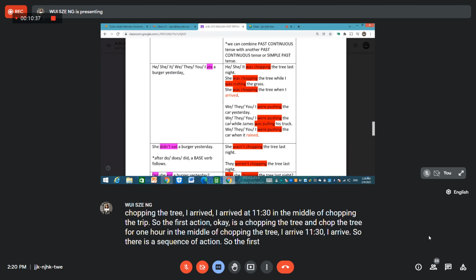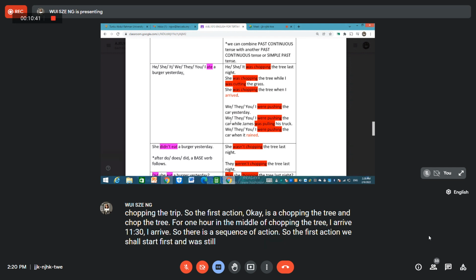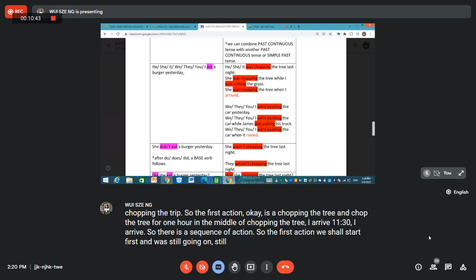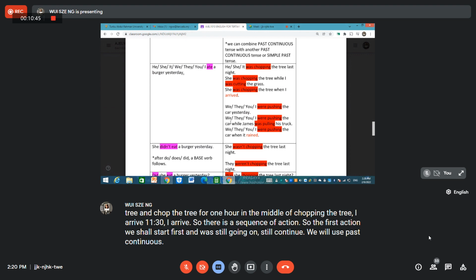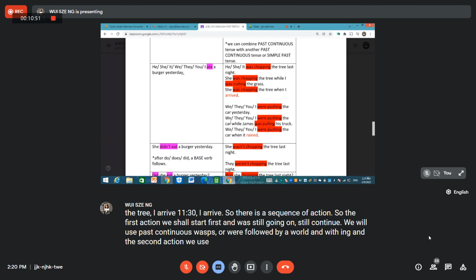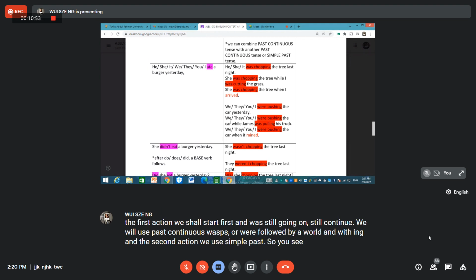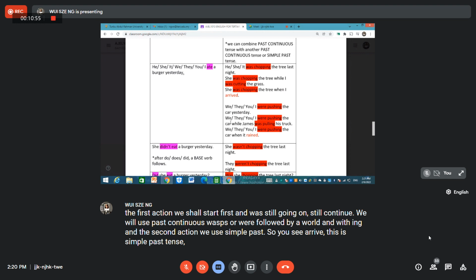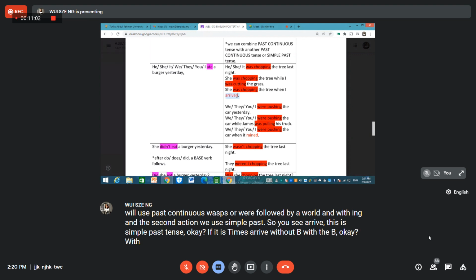So the first action, which started first and was still going on, still continuing, we will use past continuous, was or were followed by a verb with ing. And the second action, we use simple past. So you see arrive, this is simple past tense. If it is present tense, arrive without the T. With the letter T, this is past tense.